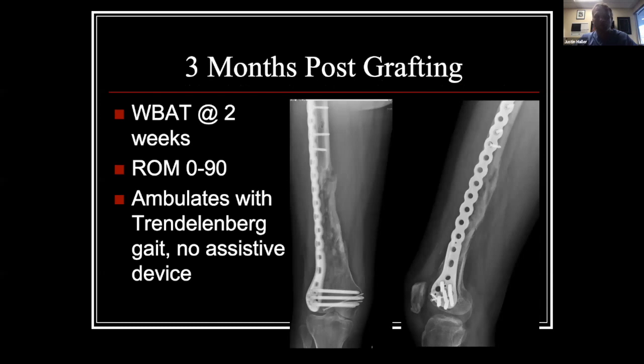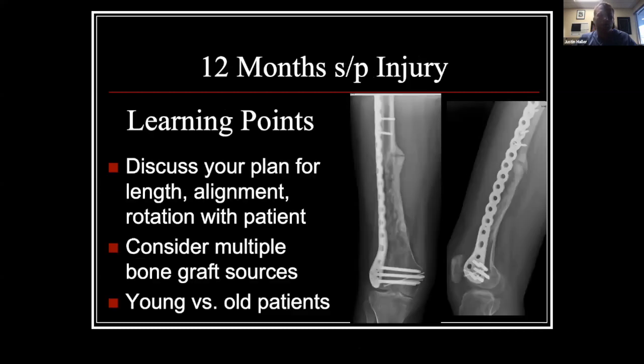Her range of motion is progressing to about 90. She's able to walk without an assistive device. And we get these people moving or weight bearing fairly early after grafting them. At least that's what I do in order to hopefully help with callus formation. And so this is her at 12 months where she has full range of motion. She's able to ambulate fairly normally, and she wants to know when she can get back to skiing.